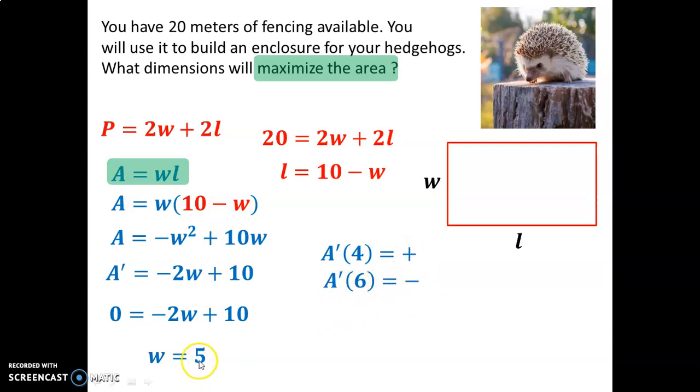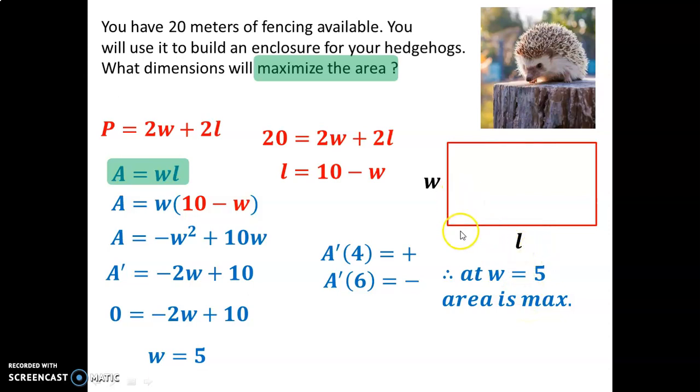So that means before the point 5, the graph is increasing and then decreasing. So that means the area must be maximum at 5. All right, so at W equals 5, the area is maximum because it's increasing and then decreasing after. So we have found the maximum area. Well, we found the dimensions that give maximum area.